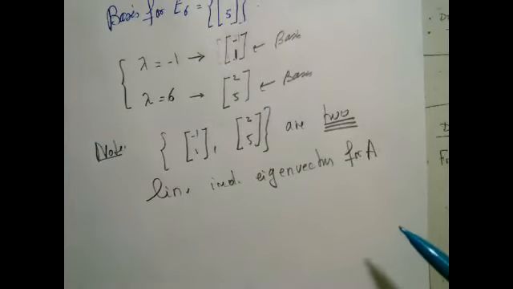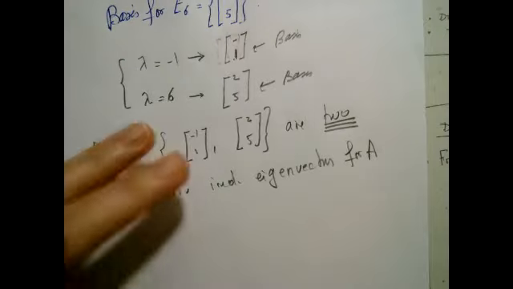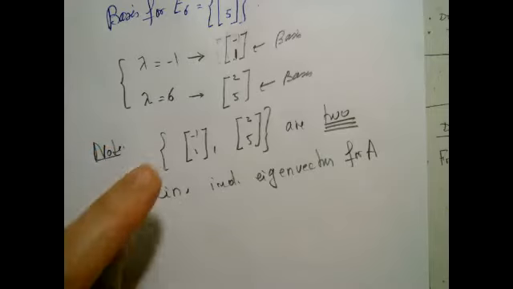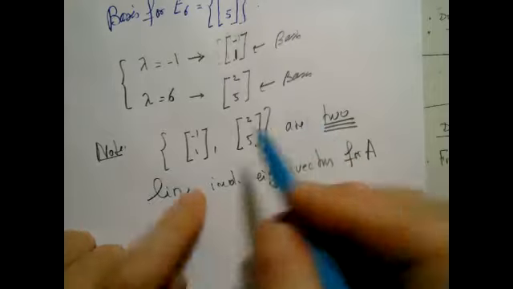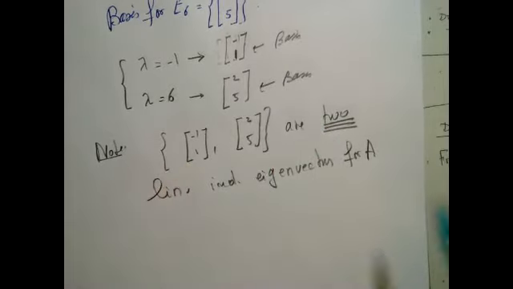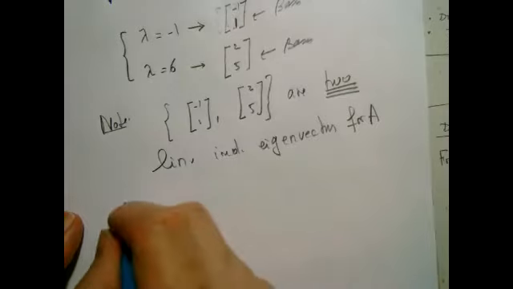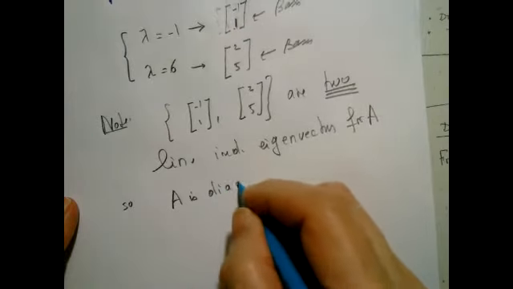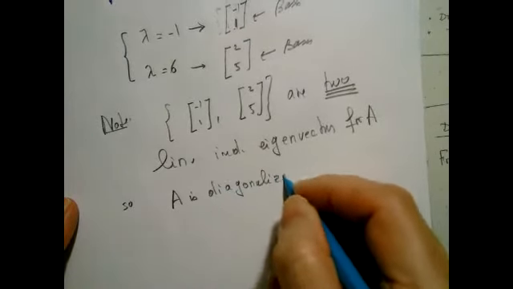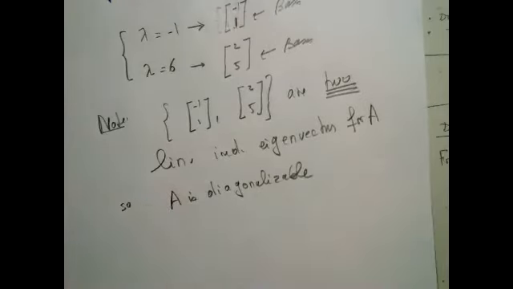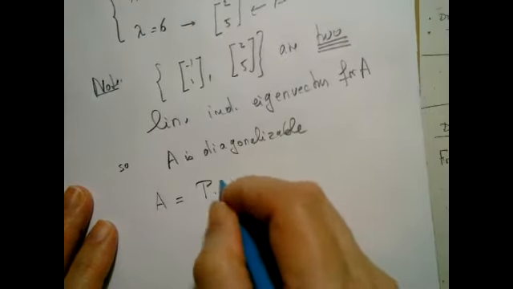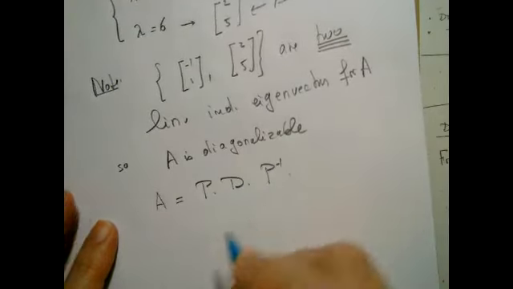And now the criteria for diagonalization tells me the following. A matrix that is n by n is diagonalizable if it has n linearly independent eigenvectors. Now this is a 2 by 2. Since we were able to find 2 linearly independent eigenvectors, my matrix A can be factored out, or diagonalized. That means I can write it as the product of simpler matrices. So A could be written as P times D times P inverse.